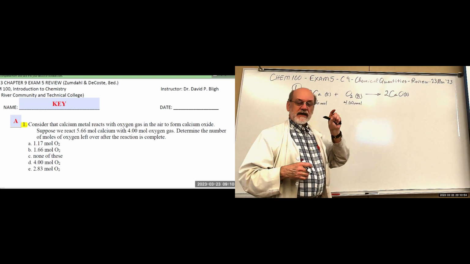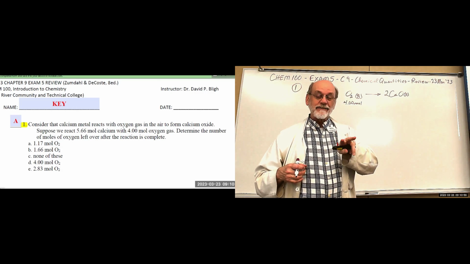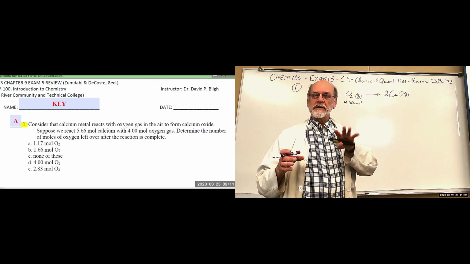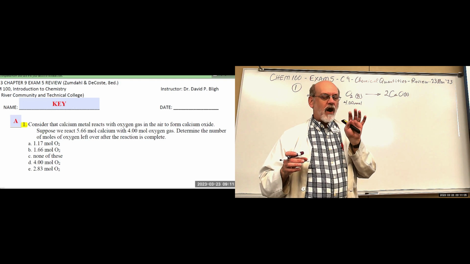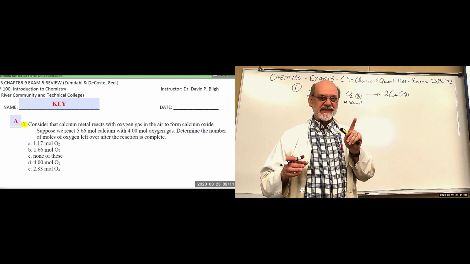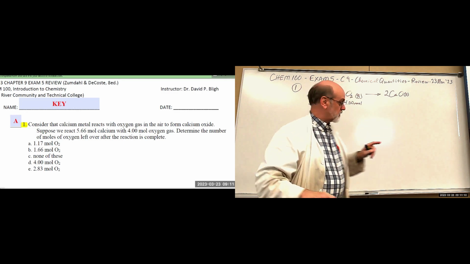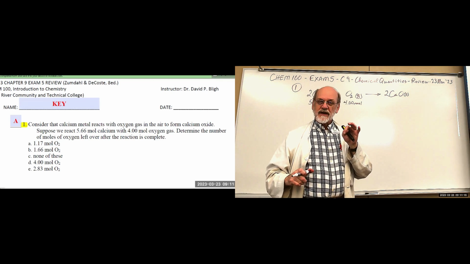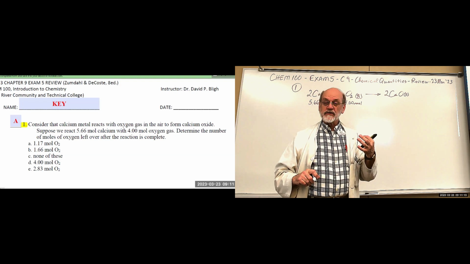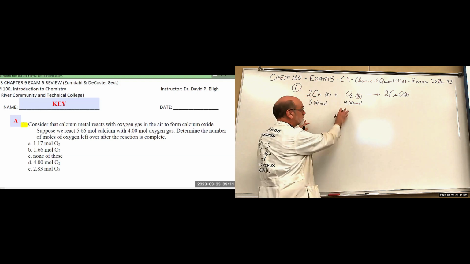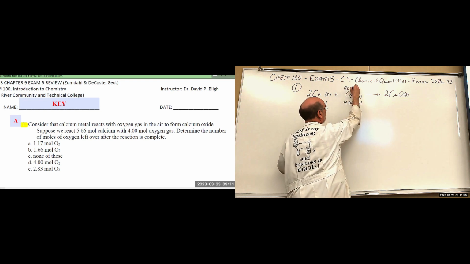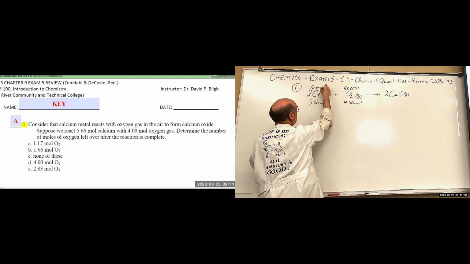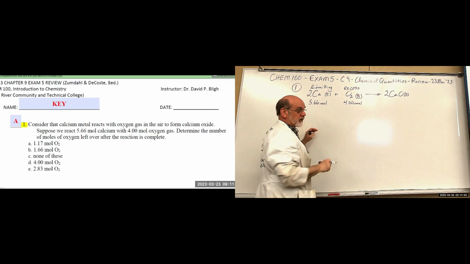What you'll notice is if you're given exact amounts of reactants, both 3, 4, however many, then you can nearly always assume that one of them is going to be limiting. So we have to decide which one is limiting, and the problem gives us a clue. It says how many moles of oxygen are left over, which means that oxygen should be excess and calcium should be limiting. And we can prove it, right?